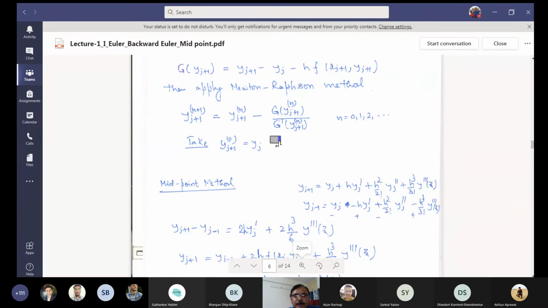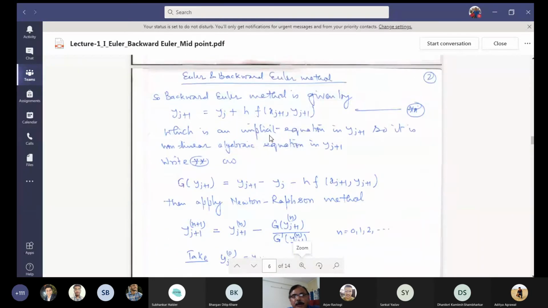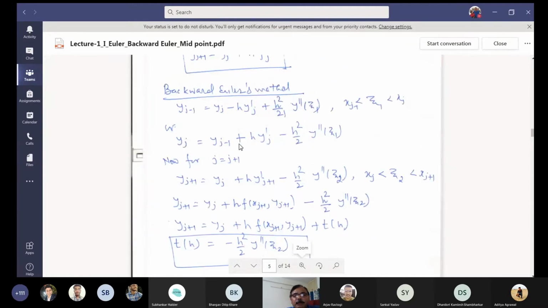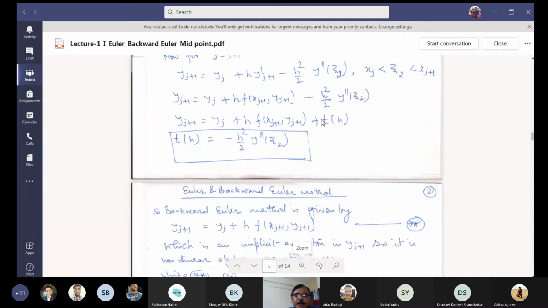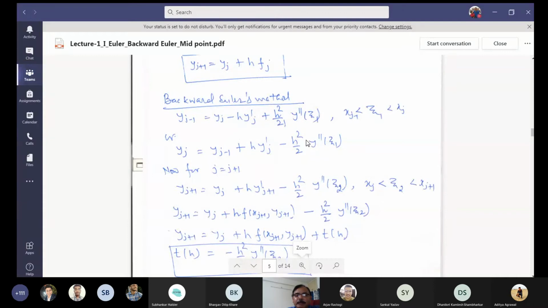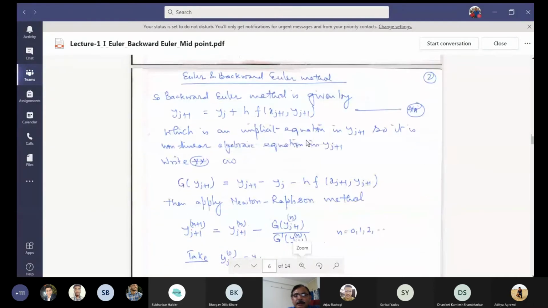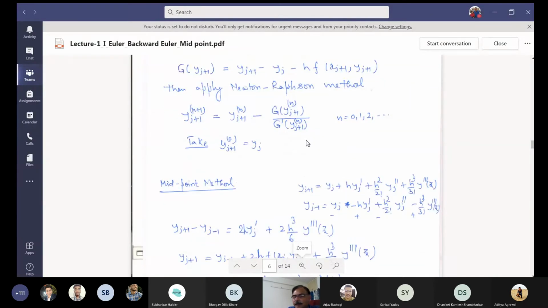Is this clear? This second method is called the backward Euler method, because we have used the backward formula, that is y_{j-1} equal to yj minus h yj prime plus h square by 2 factorial y double prime xi1. That's the reason it is called the backward Euler method. So up to this it is clear? Up to this it is clear to everybody?